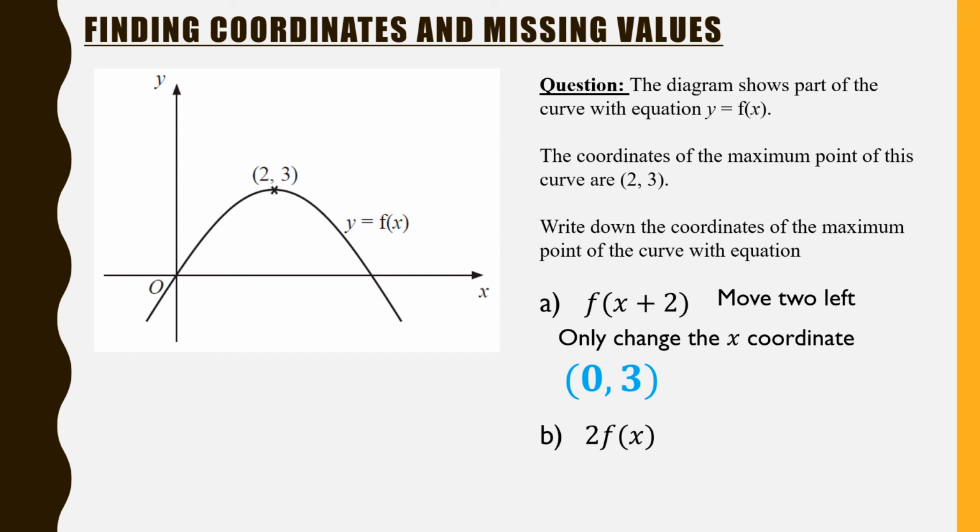If it was part b, 2 of f of x, I know that the 2 in front of the function means that it's a vertical stretch, which means that my y coordinate is changing and it's doubling. So all I need to do with my y coordinate is look at it and double it and write it as 2, 6, because 3 doubled is 6. And that will get me 2 extra marks.